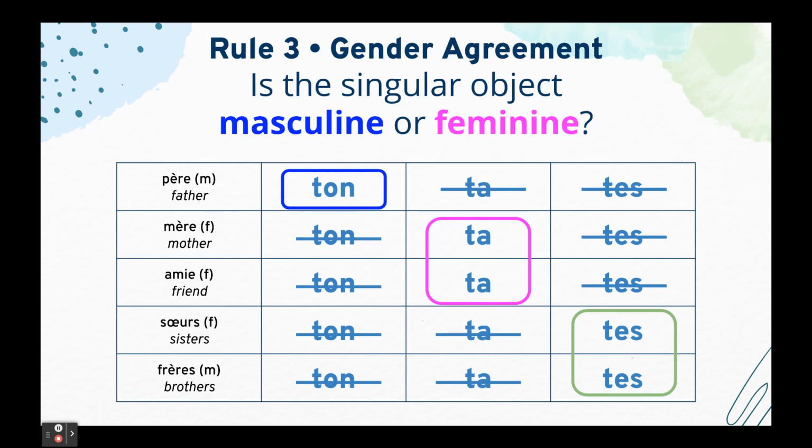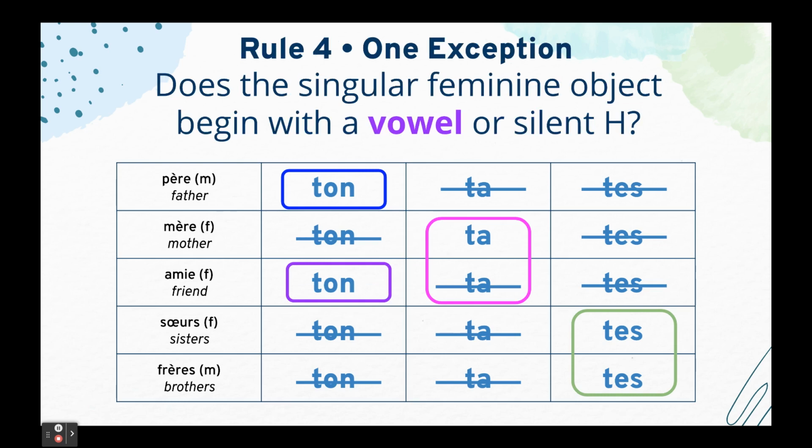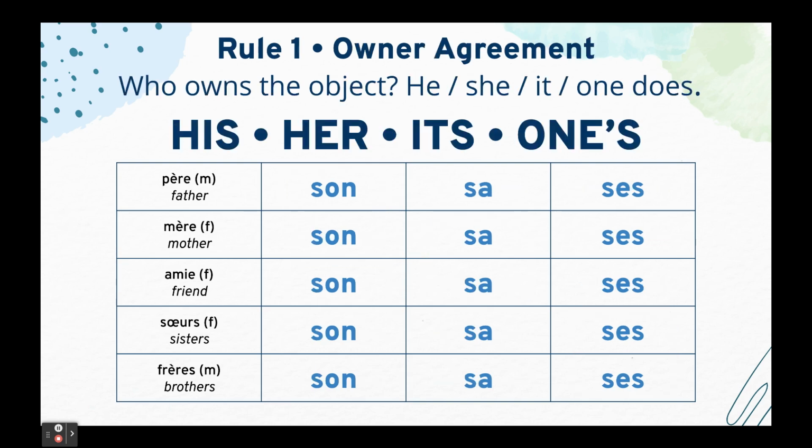Rule number 3, gender agreement. Is the singular object masculine or feminine? If it's masculine, as in the case of père, we use ton. If it's feminine, as in mère, we use ta. And then our final exception, does a singular feminine object begin with a vowel or a silent H? In the case of ami, we use ton. We can't use ta. All right, let's go through the next one. Rule number 1, owner agreement. Who owns the object? He does, she does, it does, one does.